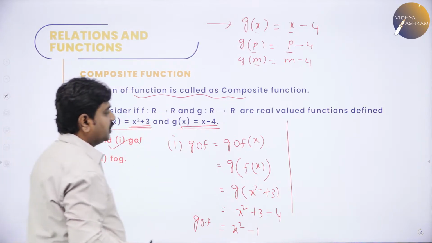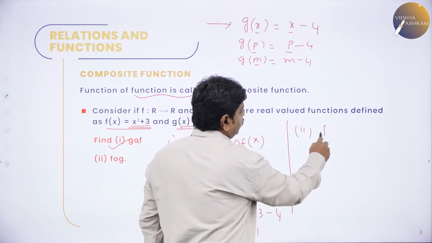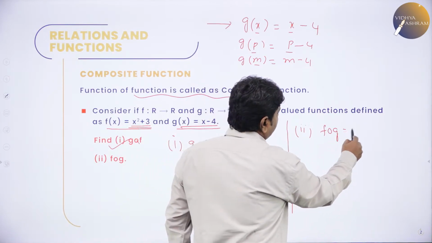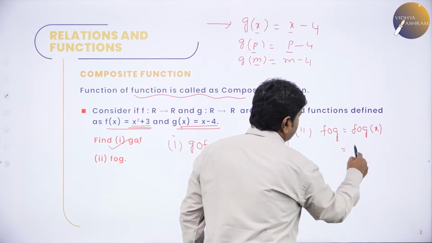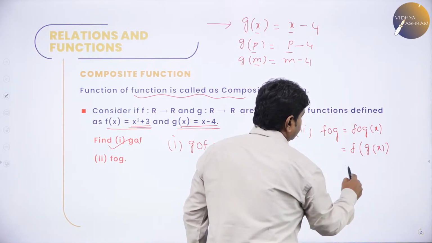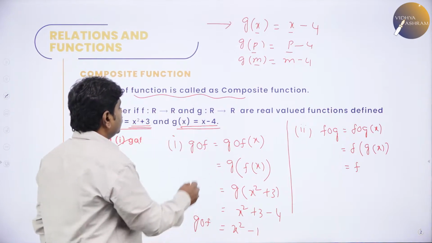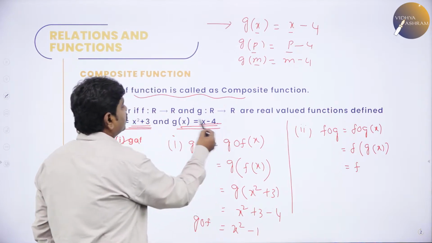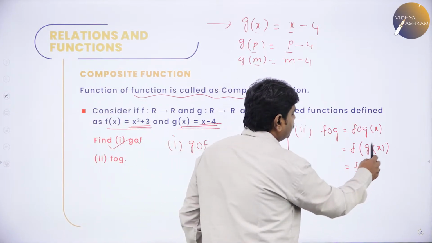Now we will go to fog. They want you to find the second part, fog. If they don't give any value, I can call it fog of x. Fog of x means f of g of x. Now that is f of, what is g of x? Refer to the question. In the question, what is g of x? X minus 4. In the place of g of x, put the value.